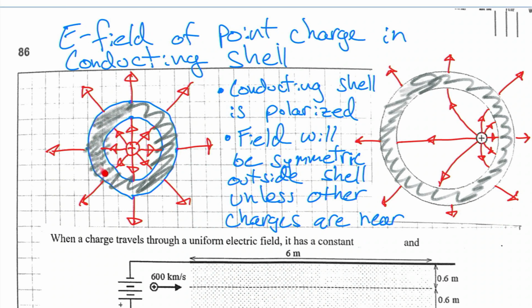This conducting shell provides an insulating barrier between the outside and the inside. So even if the inside is not symmetric, the outside will be symmetric because it's insulated from this inner charge, because in here we have no electric field.